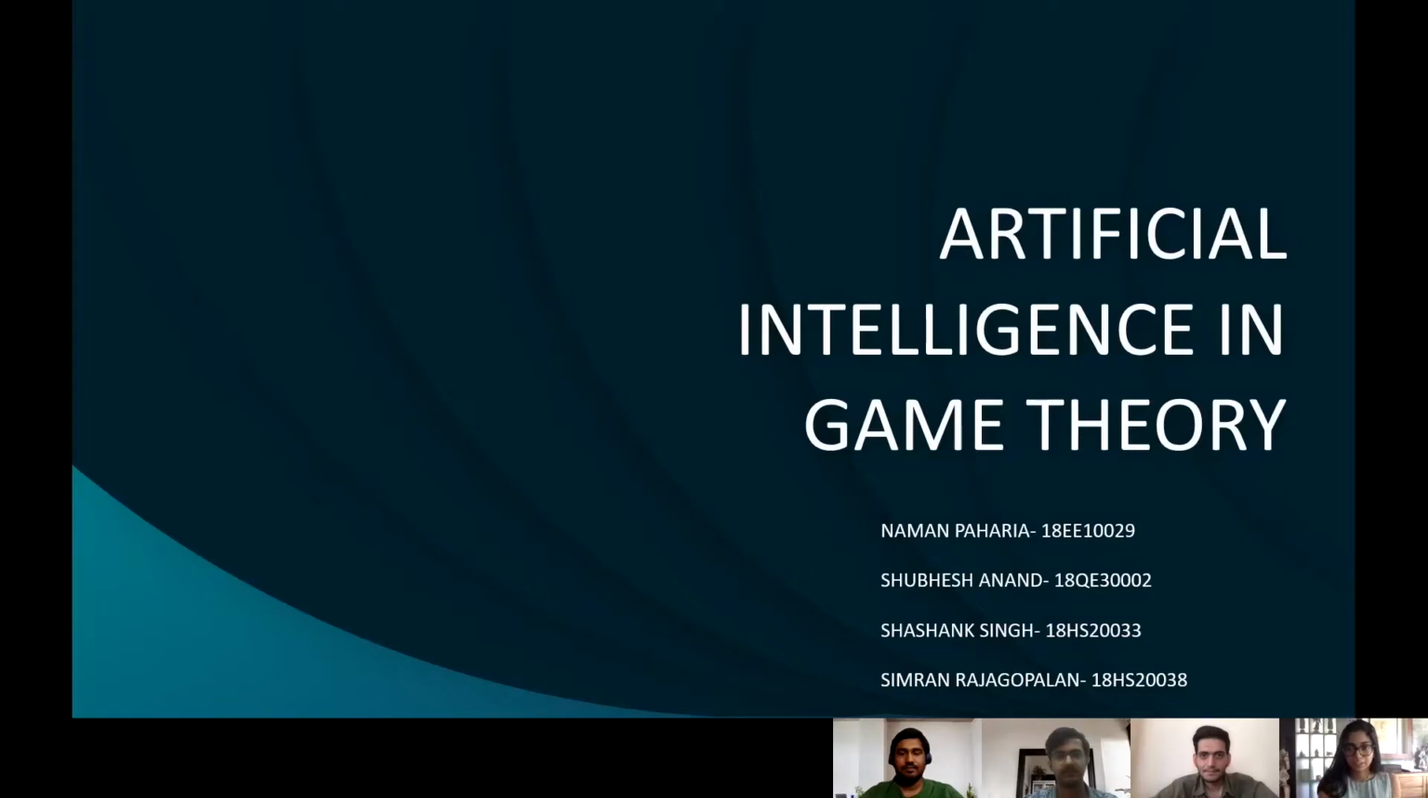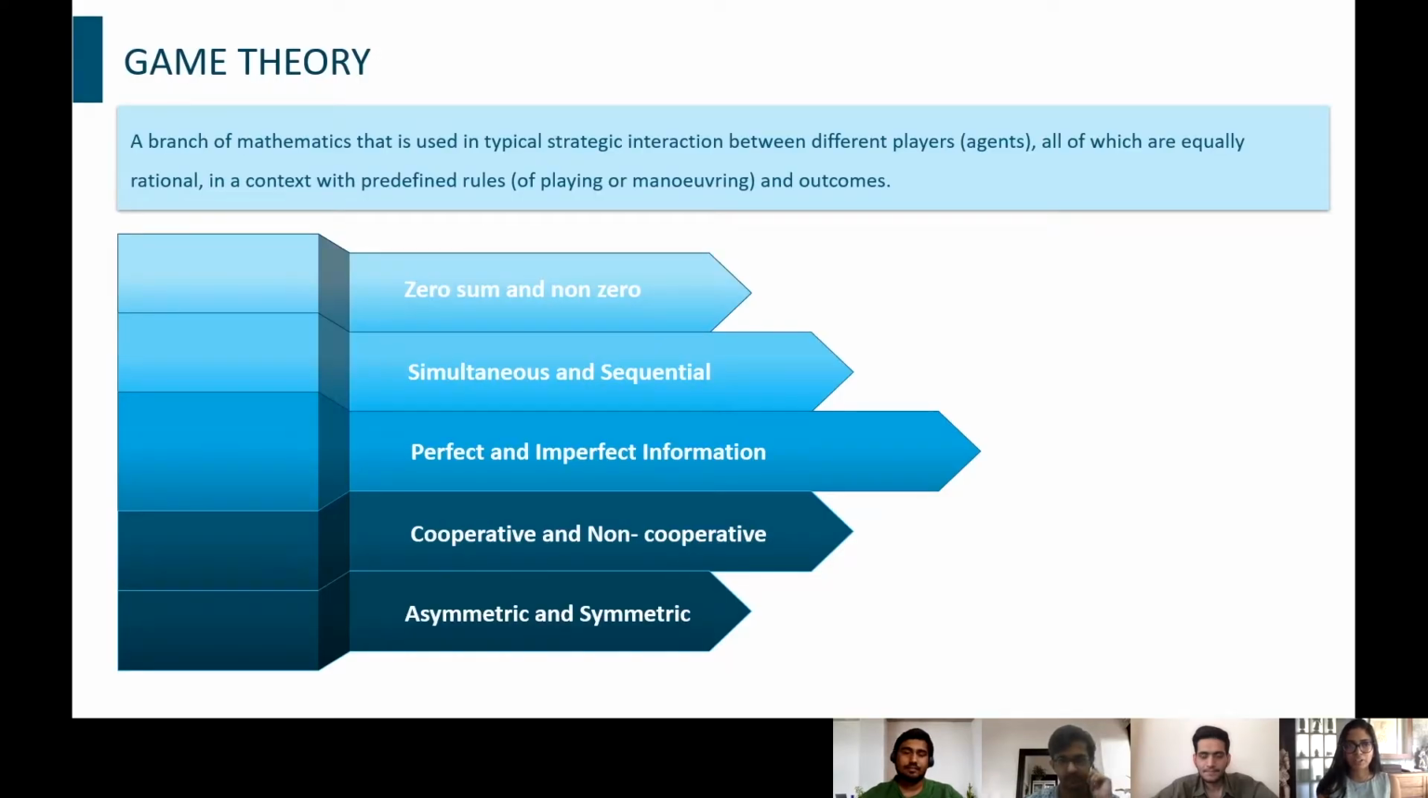So today, Naman, Tribesh, Shashank, and I are going to be presenting about the use of artificial intelligence in game theory, which is a field of economics and is widely used in our everyday life. So a game such as chess, poker, checkers, rock, paper, scissors, all of which we commonly play, can be formally defined as a set of players, actions, and strategies, where all the players are competing for a final payoff.